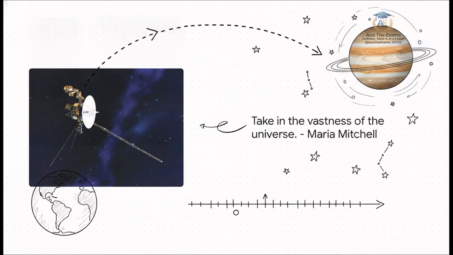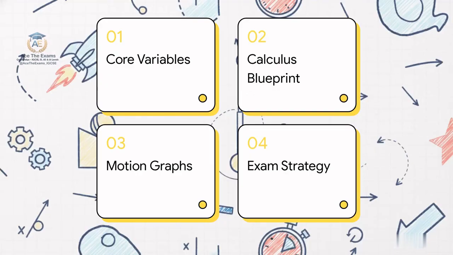To make sense of all this vastness in kinematics, we kind of have to simplify things. We model complex objects as single particles moving in straight lines. But to do that accurately, we absolutely must define our parameters clearly, things like starting points and positive directions. So here is our game plan for today. We've got 4 distinct parts. First, defining the core variables. Second, the calculus blueprint. Third, mastering motion graphs. And finally, exam strategy in action.